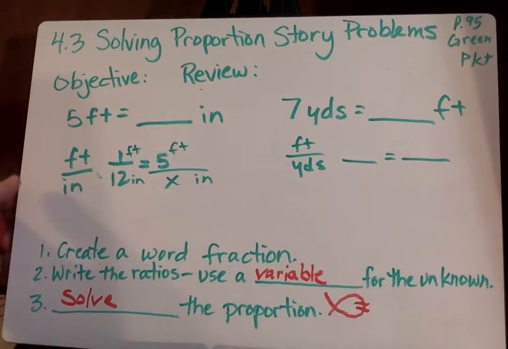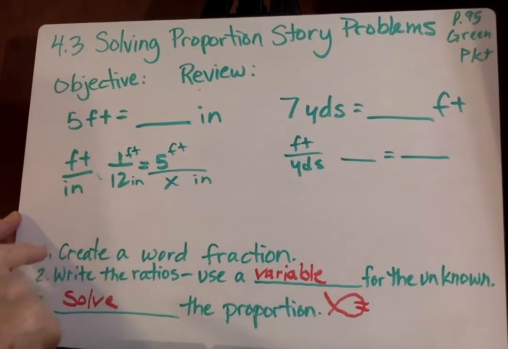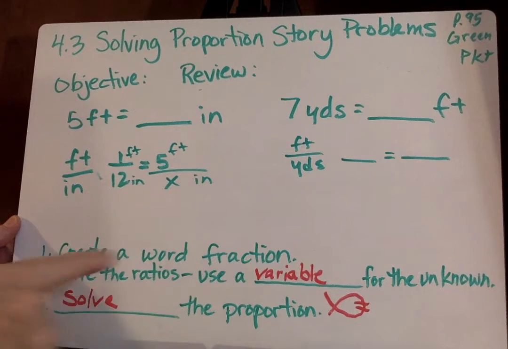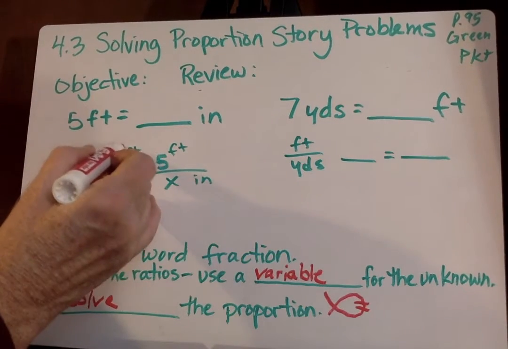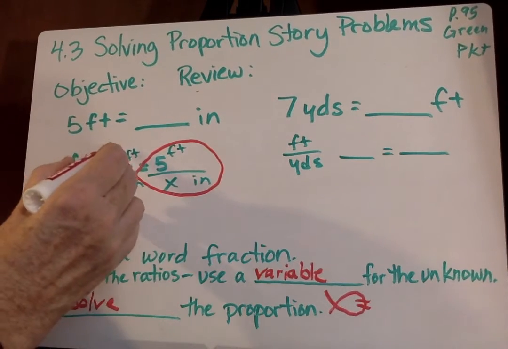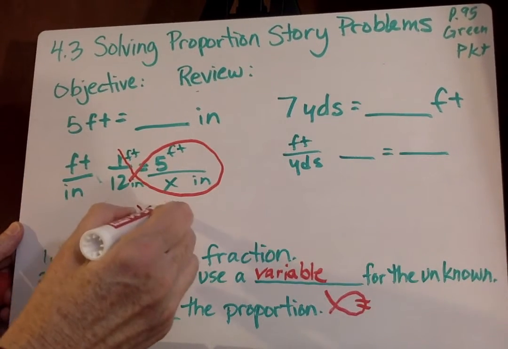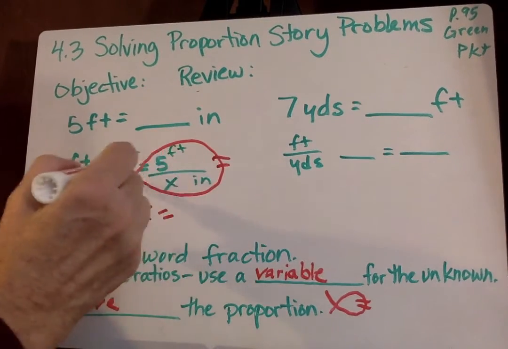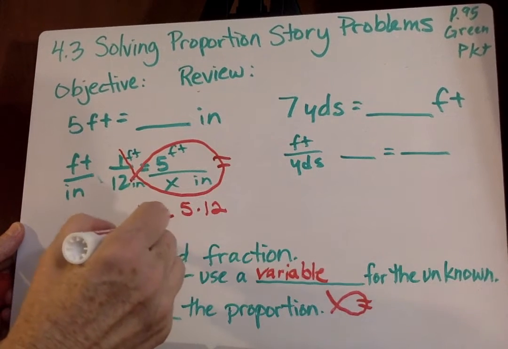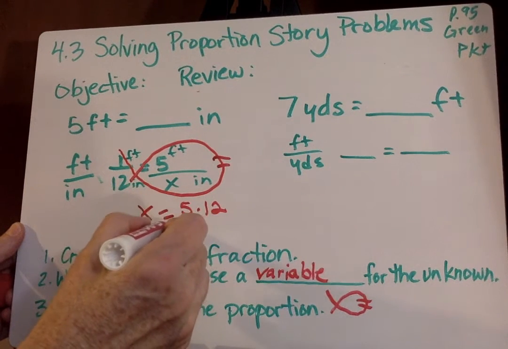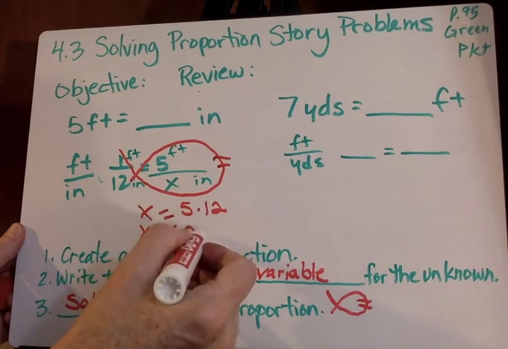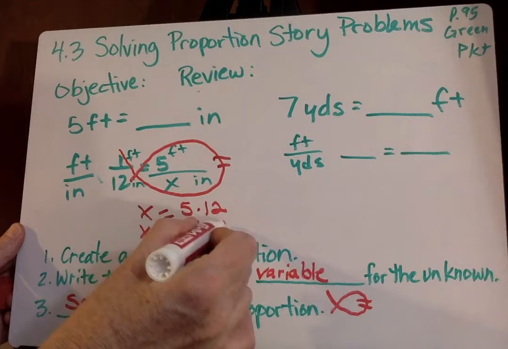All right, so we created a word fraction here. Write the ratios. Here's the ratio equals this. And we solve the proportion. So I'm going to start here, go down and around and this way. So I go 1 times X, so X equal in the fish's mouth, 5 times 12. X equals, 5 times 12 is 60. So X equals 60, and you make sure you write in your units.